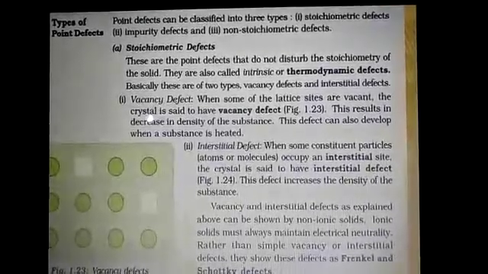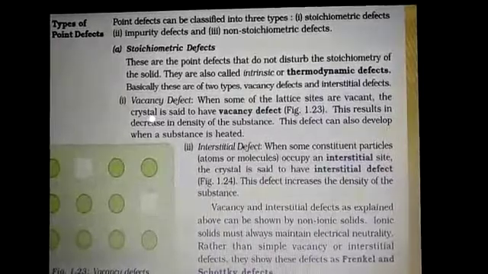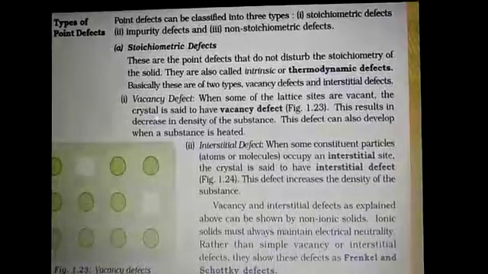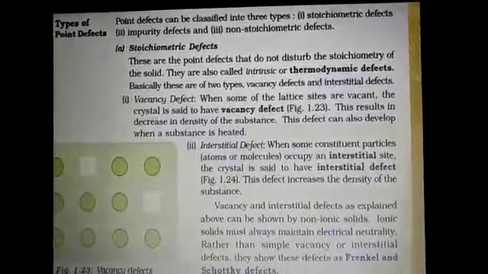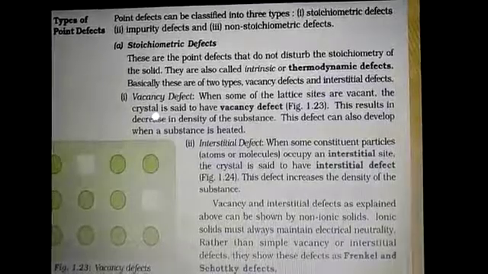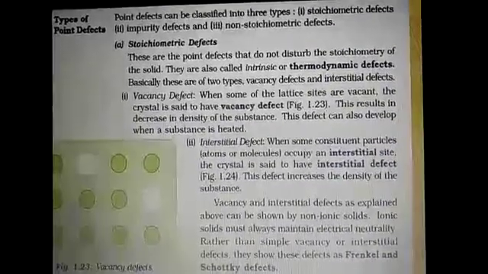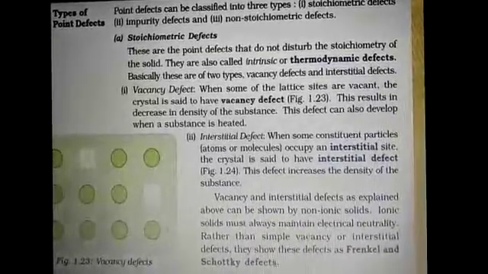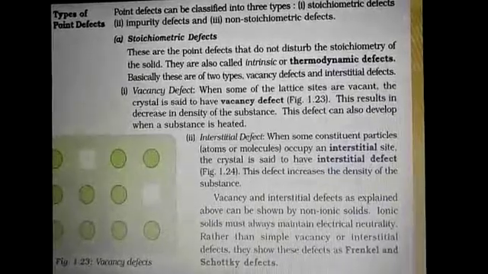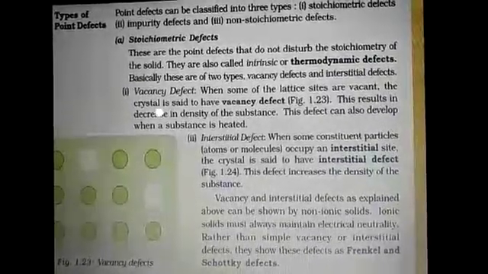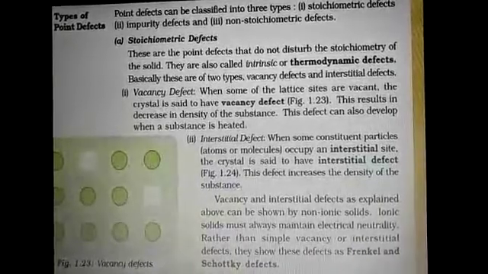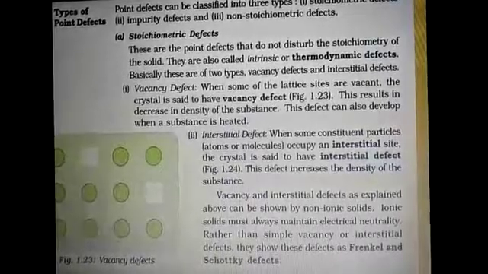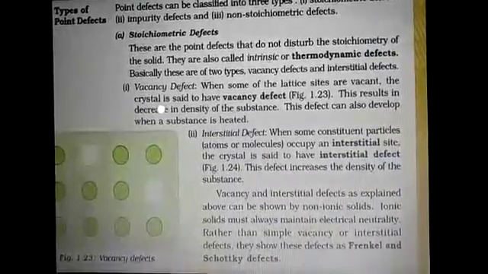Next is interstitial defect, which is a part of stoichiometric defects. When some constituent particle like an atom, ion or molecule occupies an interstitial site, the crystal is said to have an interstitial defect. This defect increases the density of the substance. Vacancy and interstitial defects are explained only by non-ionic solids. The ionic solid must also always maintain electrical neutrality, and ionic solids show the Schottky and Frenkel defects.